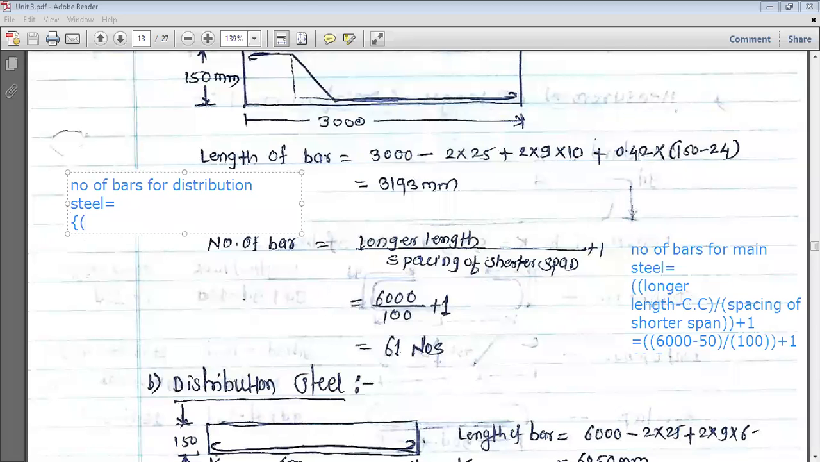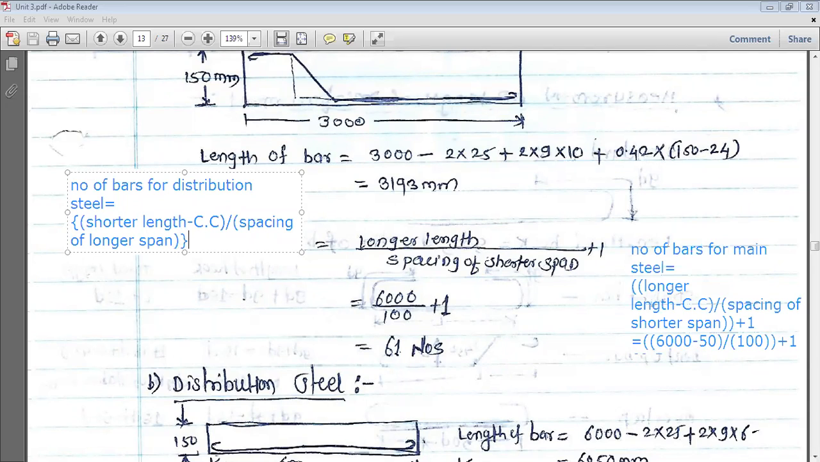Okay, so shorter length minus clear cover, I will just use the short form, bracket complete, divided by, so I will check whether there is a sign of division, yes, divided by, again make a bracket, spacing of longer span, bracket complete, again complete this whole bracket plus 1.